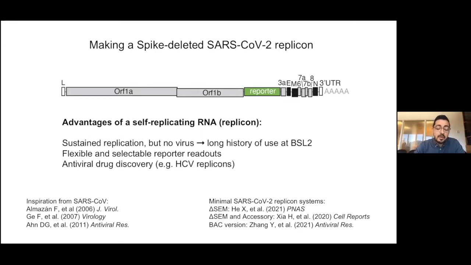This is its primary advantage, and replicons of multiple plus-strand RNA virus families have a long history of use at BSL-2. Combined with flexible and selectable reporter readouts, replicons can serve as efficient platforms for drug development, as was done for hepatitis C virus, for instance. In our case, we and others listed here were clearly inspired by foundational work with SARS-CoV replicons.